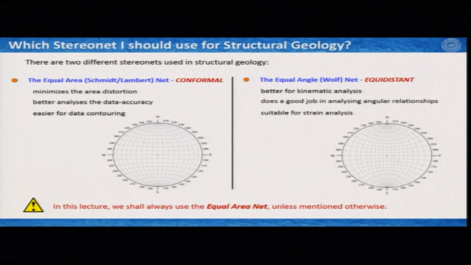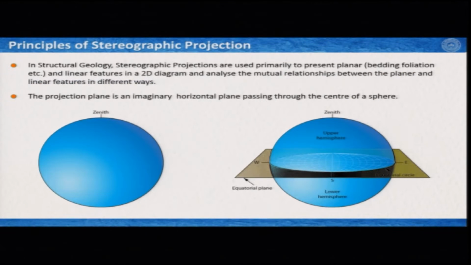The advantage of equal area projection is that it minimizes the area distortion. So, it better analyzes the data accuracy and it is also easier for data contouring. On the other hand, the equal angle Wulff net does an excellent kinematic analysis. It does a good job in analyzing the angular relationships, and therefore, it is suitable for strain analysis. In this lecture and in most structural geology operations, at least at basic levels, people use mostly the equal area net. So, in this lecture we will also use the equal area net unless we state otherwise in some places. Okay, let us go to the concept of the stereographic projection.